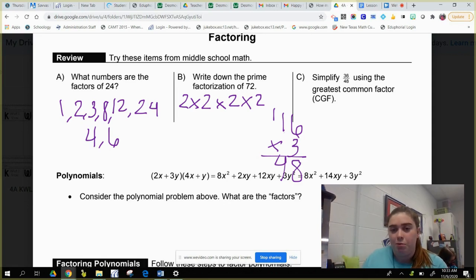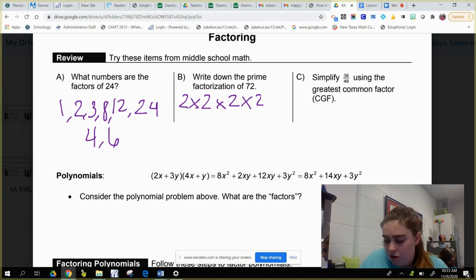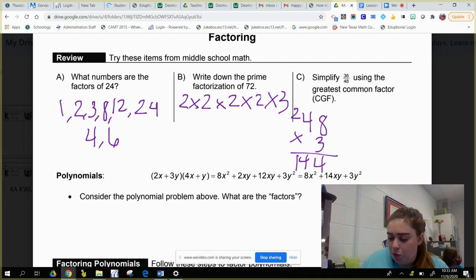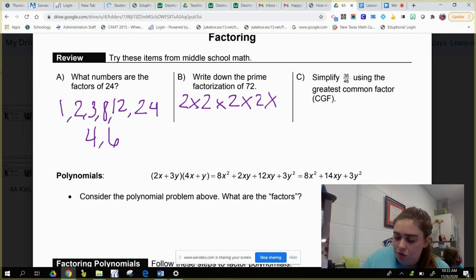Okay, so now we're building back up to that 72 again. So let's add a 3 there. Now we're at 48. Okay, let's see if we multiply 48 by 3, what do we get? So that's going to be 144. So let's backtrack again. Let's look at taking away another 2 possibly.